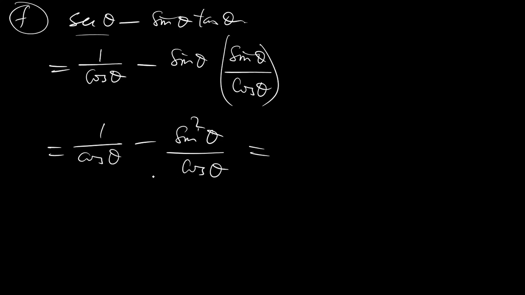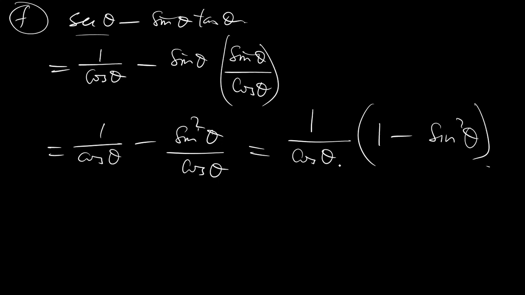Now, if you look at these two things, you notice that 1 all over cos theta is common. So you factor them out. You have 1 all over cos theta into this. If you use 1 over cos theta to divide 1 over cos theta, you have 1. If you use 1 all over cos theta to divide the whole of this, you have minus sine square theta. That is what it will give you.